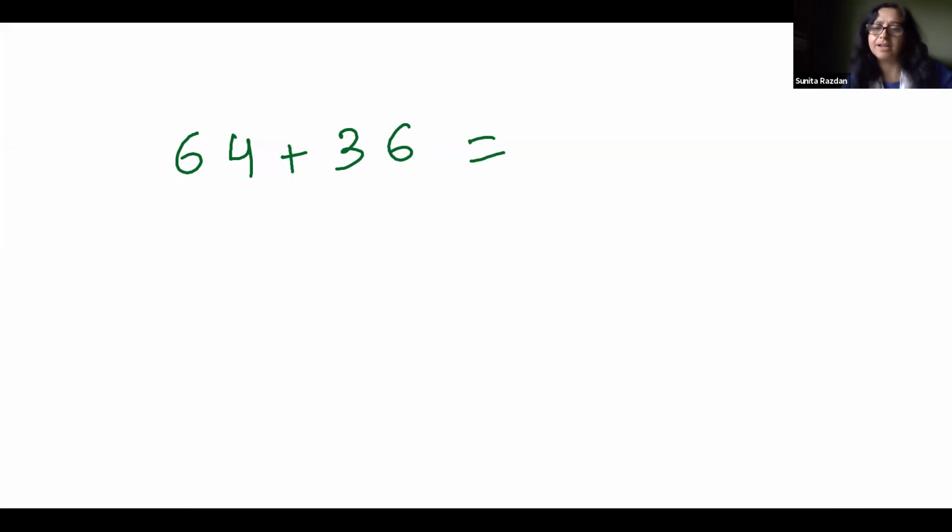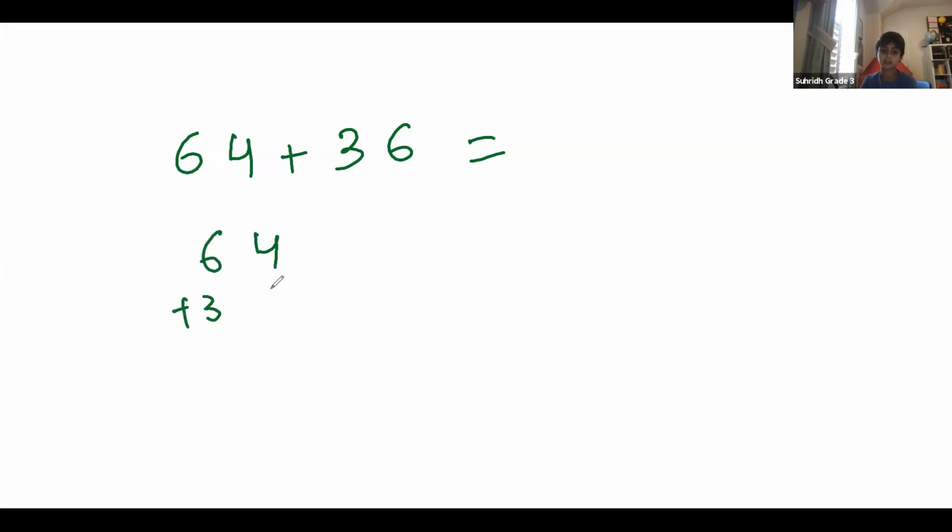Tanya, are you there? Or Suhrad, how will you add this? I add the units together first. 4 plus 6 is 10. 0, carry over the 1. 1 plus 6 is 7. 7 plus 3 is 10. And there's no room to carry over the 1 in 10. So the answer is 100.